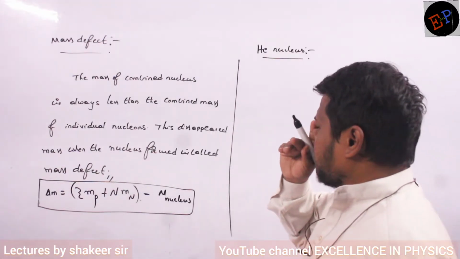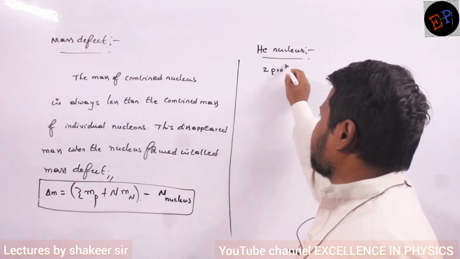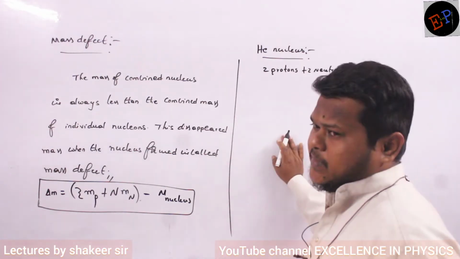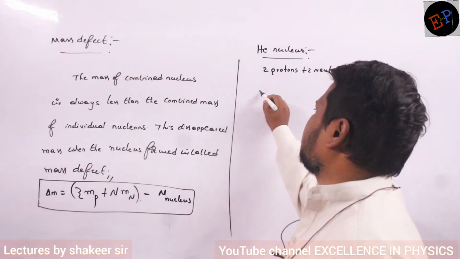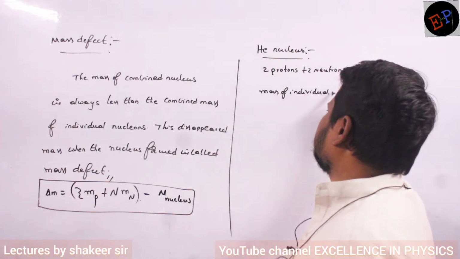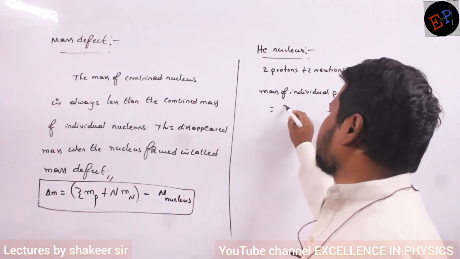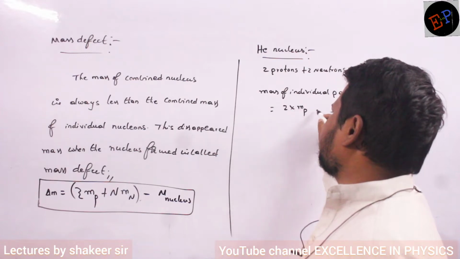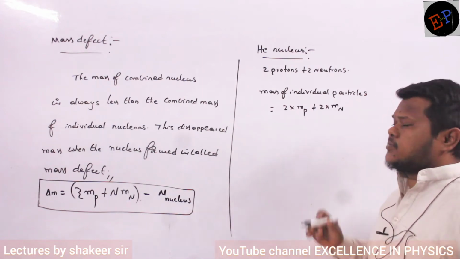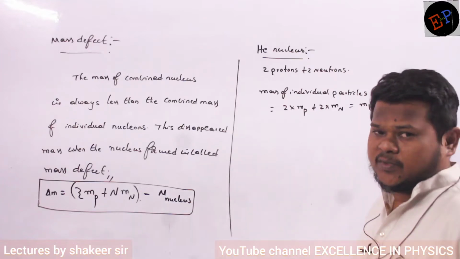In a helium nucleus, how many protons and how many neutrons are there? There are 2 protons and 2 neutrons. Are you able to understand? So I will take the mass of individual particles. What is meant by mass of individual particles? 2 into mass of protons plus 2 into mass of neutrons, because there are 2 protons and 2 neutrons. Let us call this total mass M1.